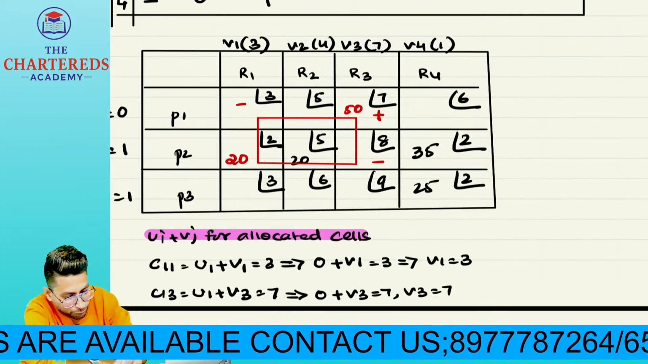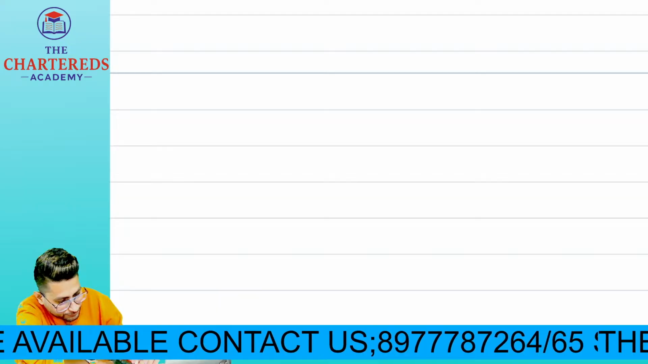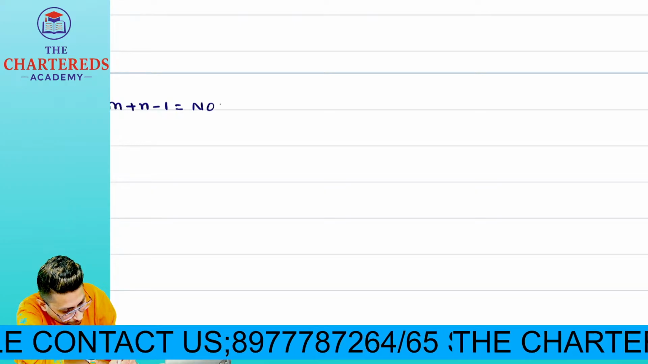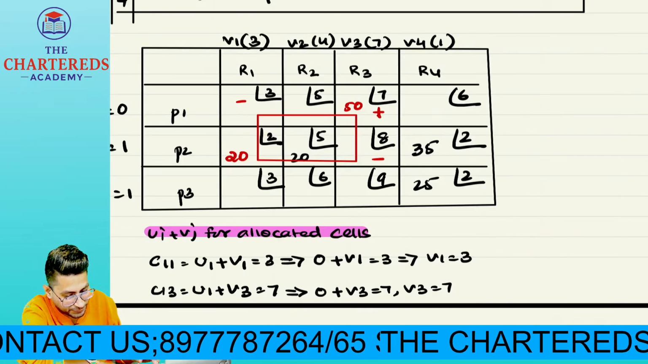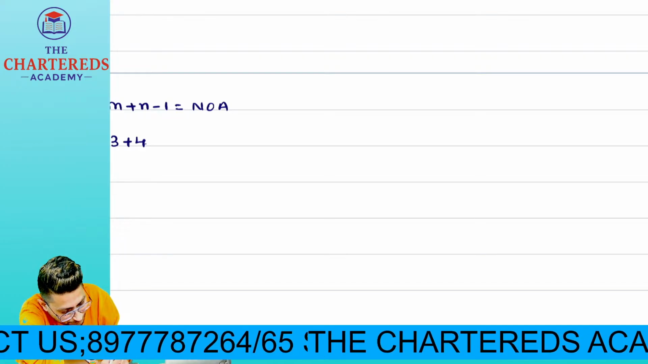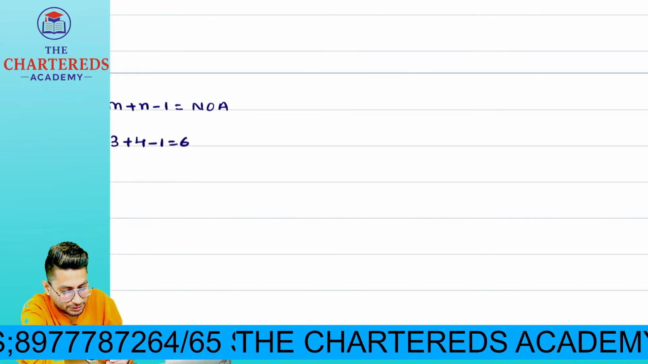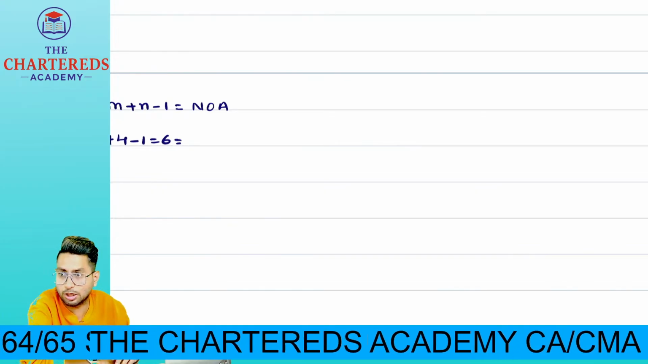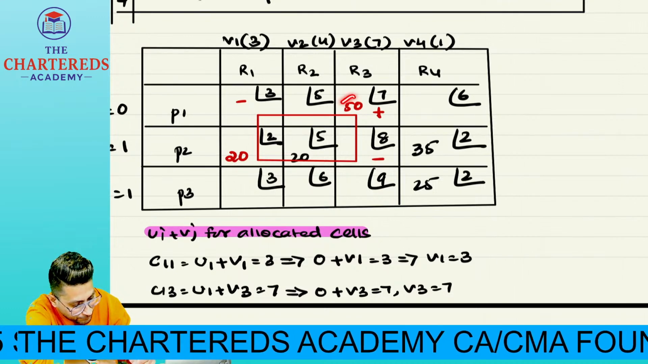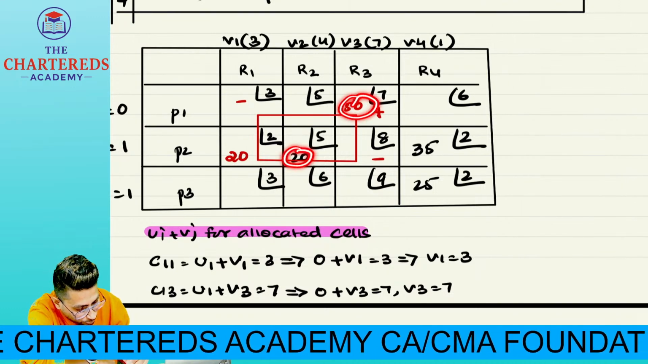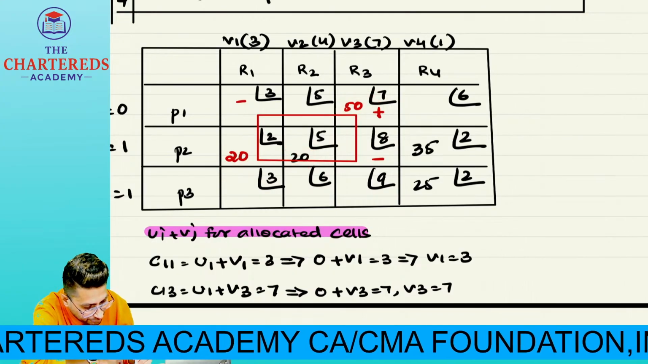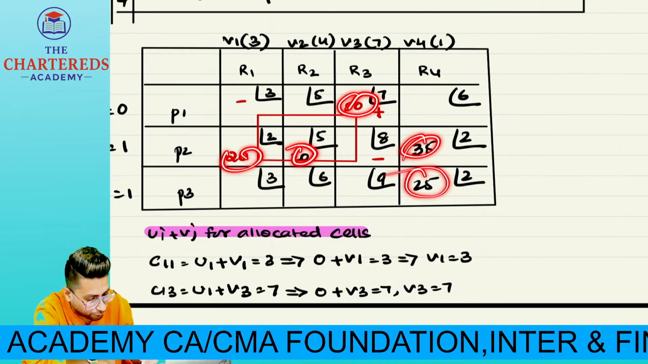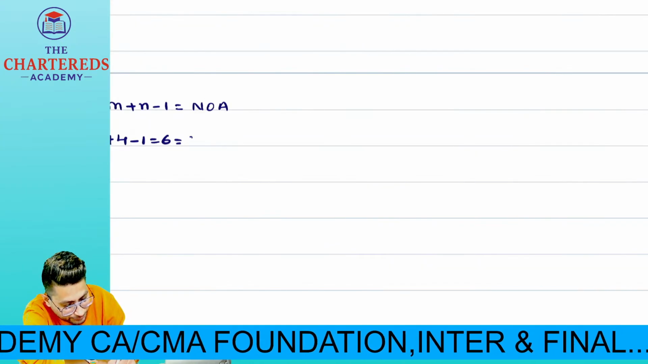So now again we have to check for what? M plus n minus 1. I'll continue here. M plus n minus 1 should be equal to the number of allocations. How many rows do we have? 3. How many columns do we have? 4. Minus 1 is equal to how much? 6. So m plus n minus 1 is equal to 6. It should be equal to the number of allocations. How many allocations do we have? 1, 2, 3, 4, 5. But we should get how many allocations?